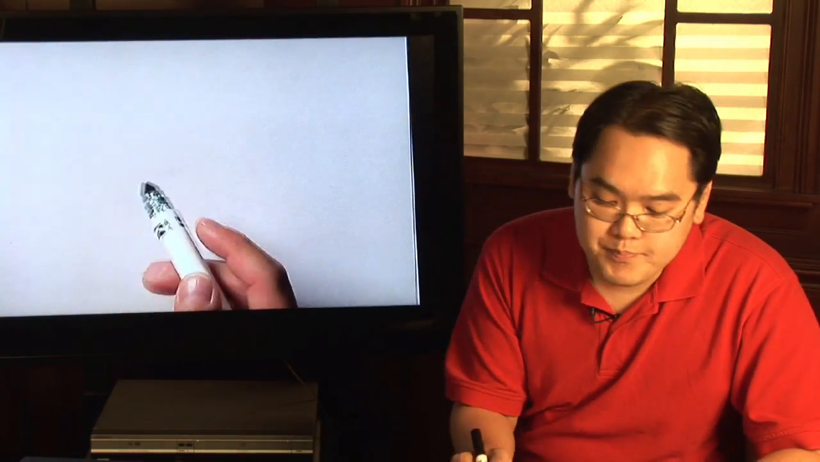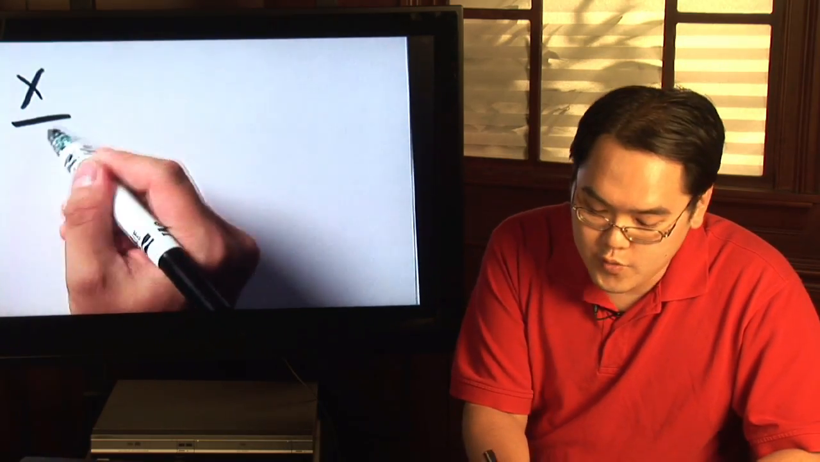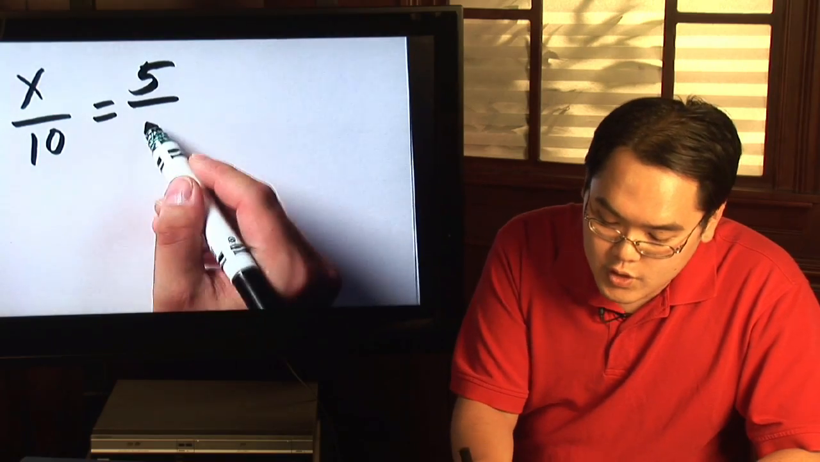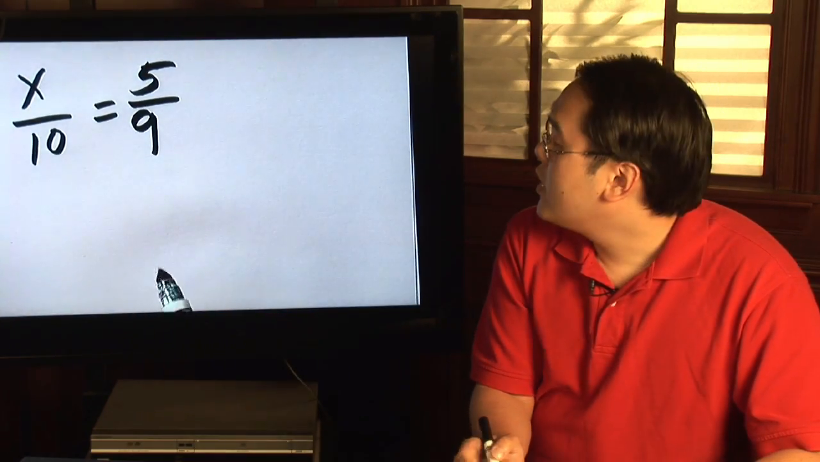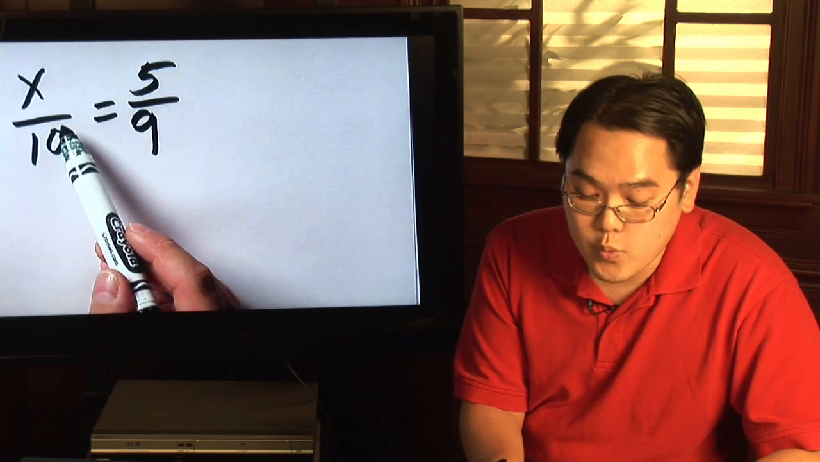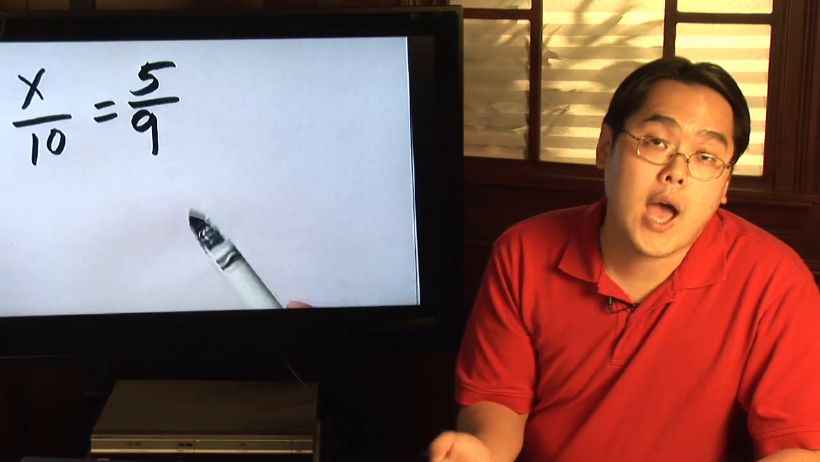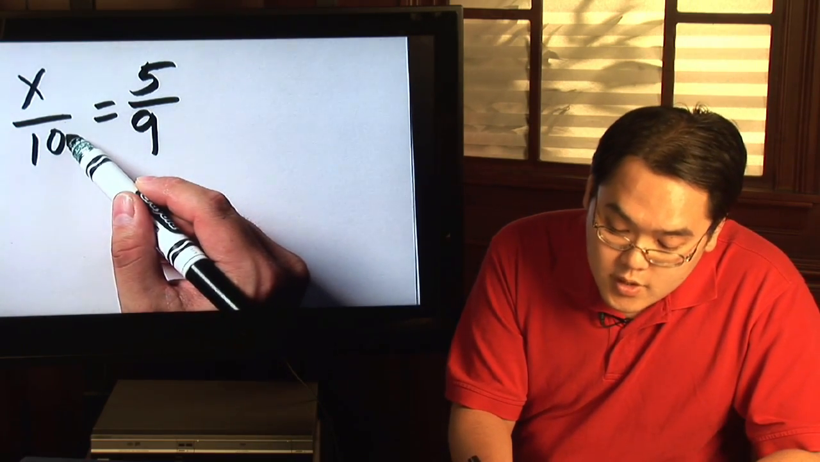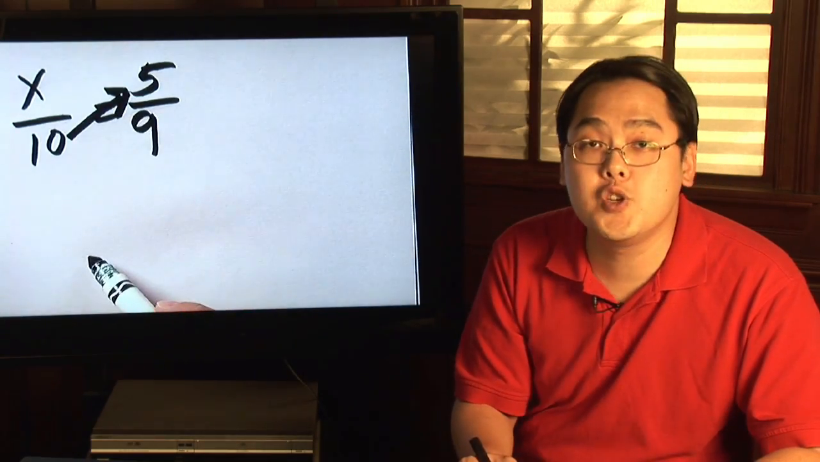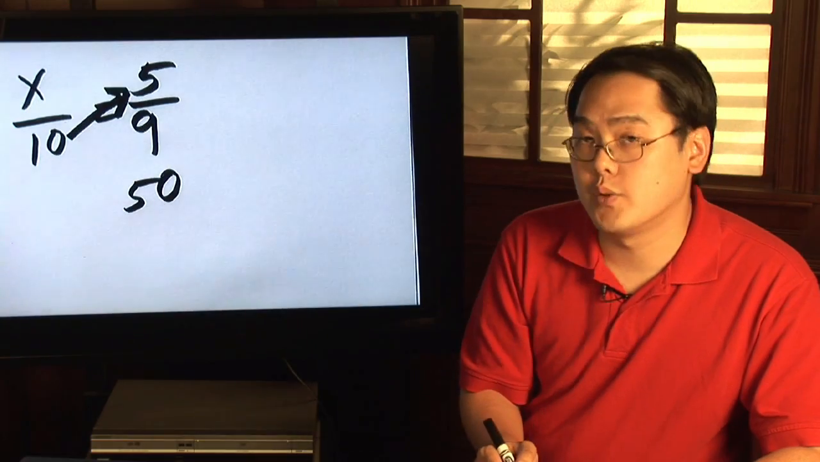So here's an example. Suppose you have x over 10 equal to 5 over 9. Now, when you have a proportion like this, you know how to cross multiply, especially when you see that there's one fraction on one side and a fraction on the other side. How you solve it is take one denominator and multiply it with the other side's numerator. So you have 10 times 5 is equal to 50.